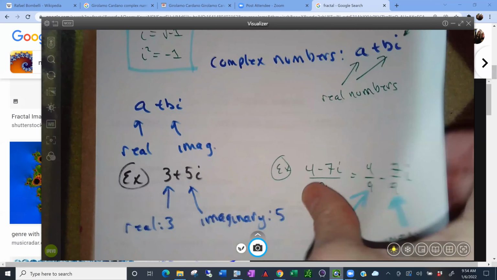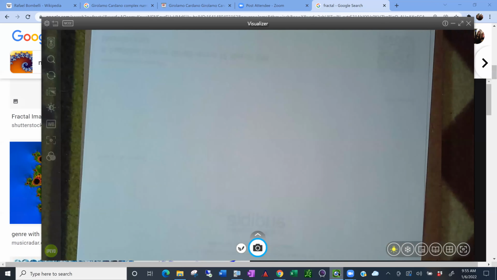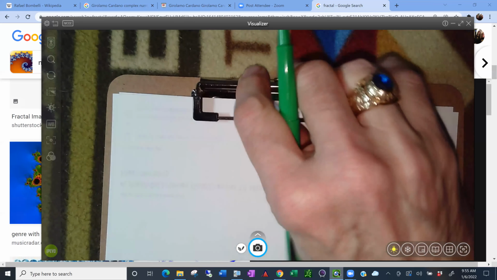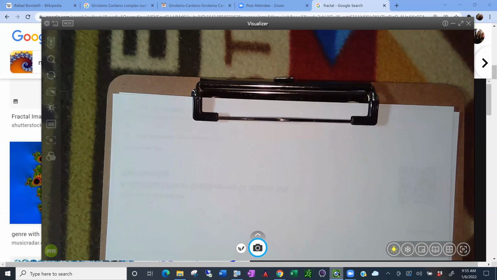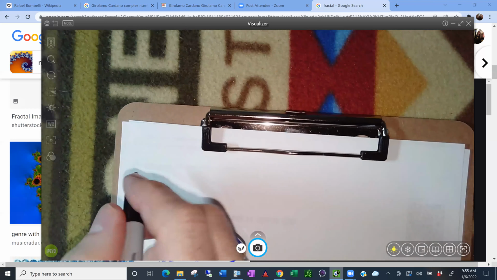Now, our goal is to do a lot of work with complex numbers. That's going to include add, subtract, multiply, and divide, amongst a few other things. Let's start with this example.